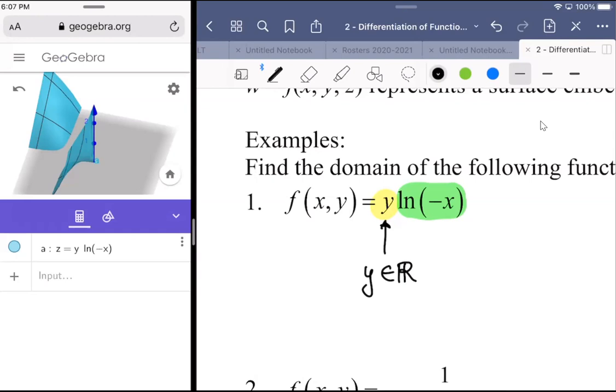Right? So what I would do is I'd consider a natural log function and say, well, you can't take log of 0, you can't take log of a negative number. So whatever is contained within the natural log, I want that to be greater than 0. Okay? So that's what I'm going to do. I'm going to say negative x has to be greater than 0. Divide both sides by -1, you get x is less than 0.